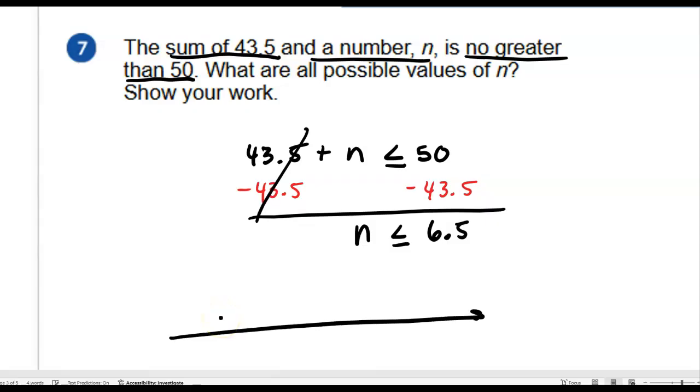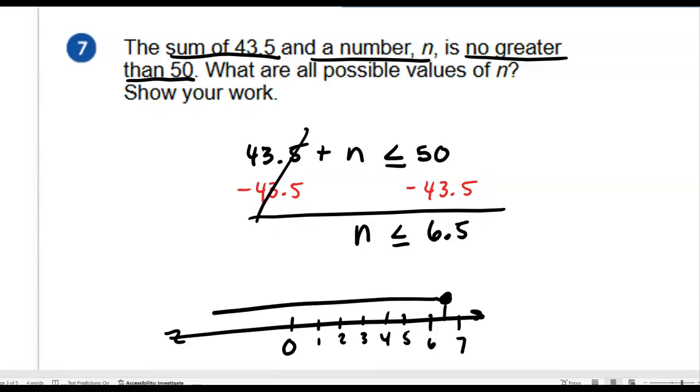Graph that by drawing a number line. Here's 0, 1, 2, 3, 4, 5, 6, 7. So 6.5 is going to be right in the middle there. And it's everything less than 6.5 or equal to it, all the way to infinity.